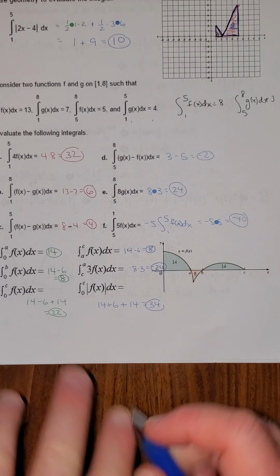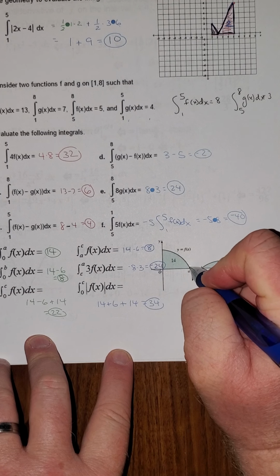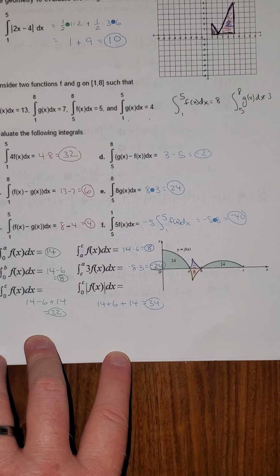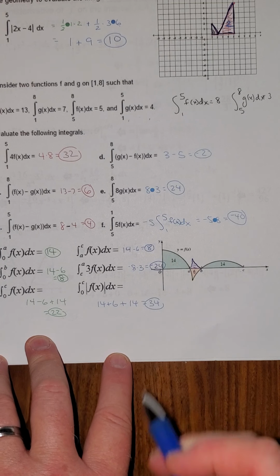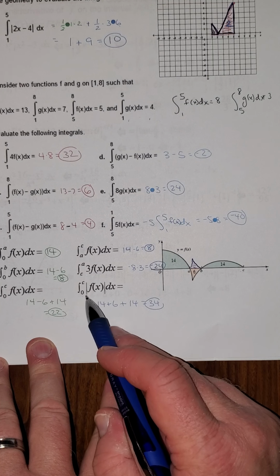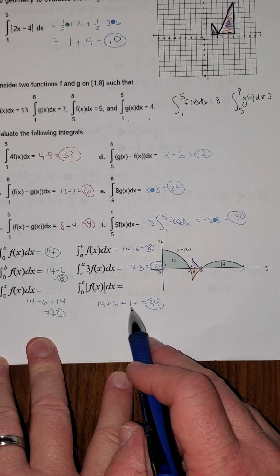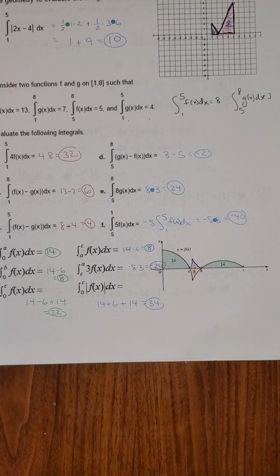Now, absolute values. If you see an absolute value, the absolute value curve would basically just flip this up and make it positive 6. Okay? Absolute value, no negatives. So if you do this absolute value of f of x from 0 to c, it would be 14 plus 6 plus 14. Gives me 34. Okay?